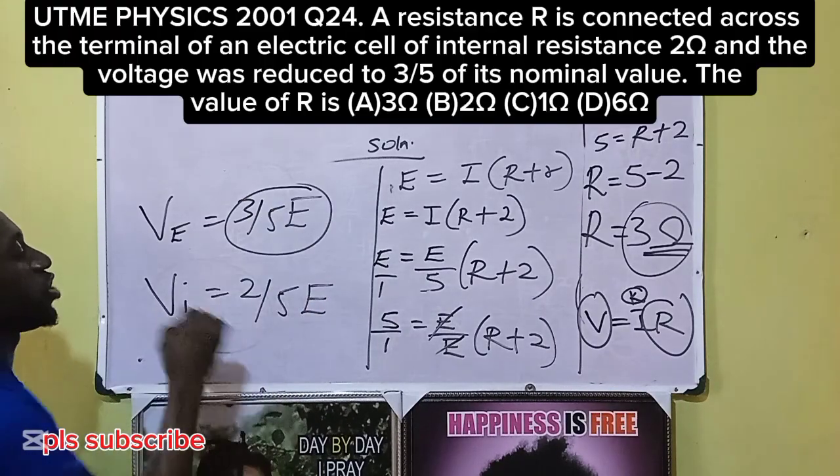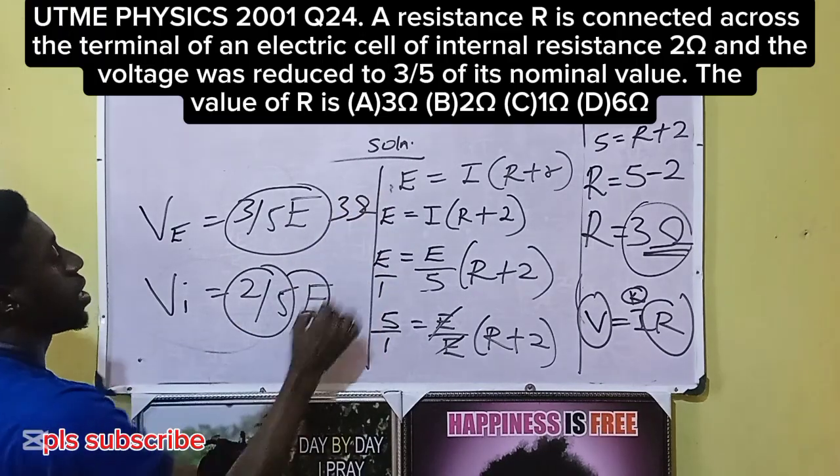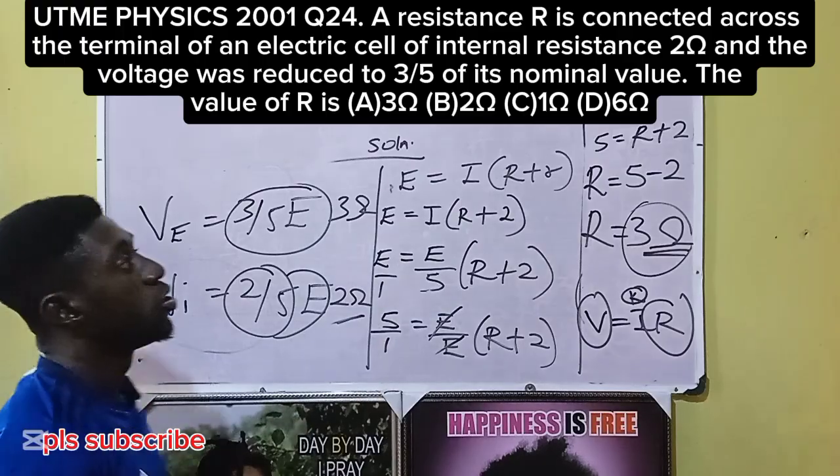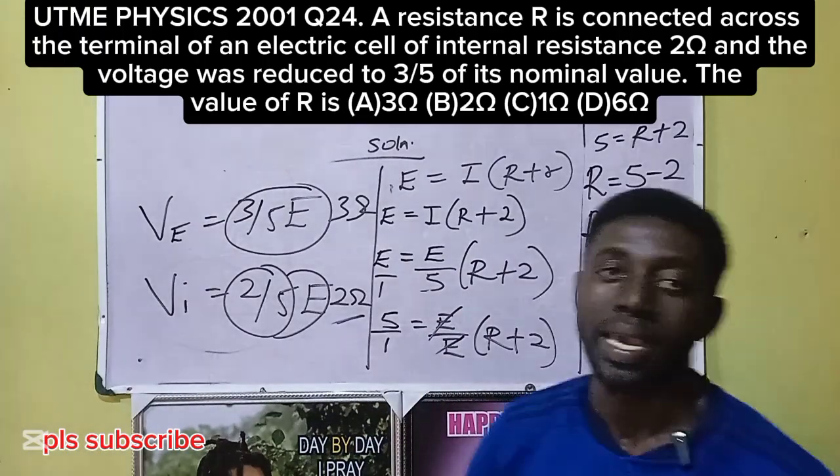Because we have a greater voltage here compared to here, we'll be having a greater resistance. That's why we're getting 3 ohms here, and here we're having 2 ohms. So observing from our options, the best option there is option A, 3 ohms resistance.